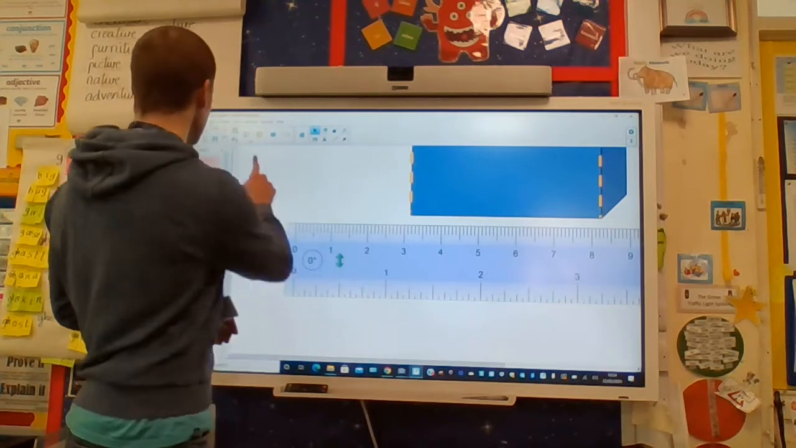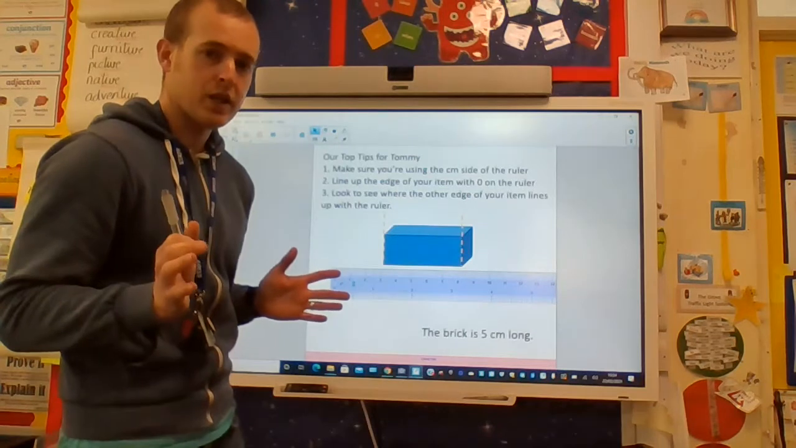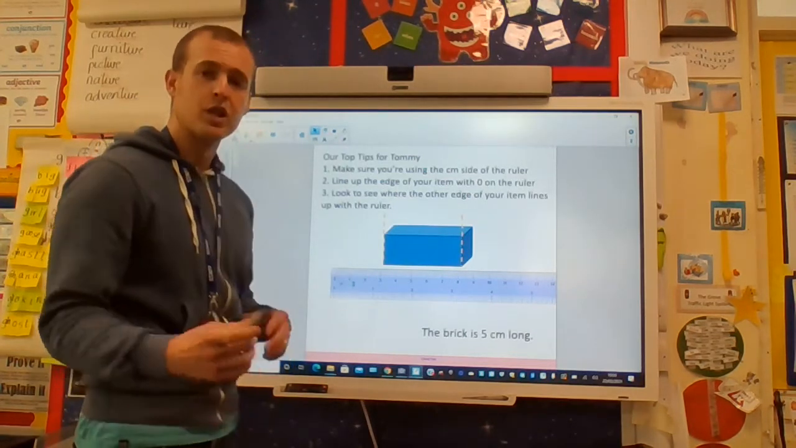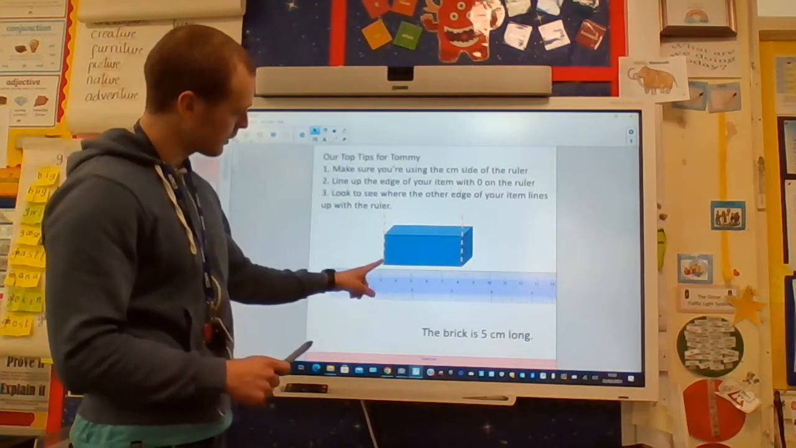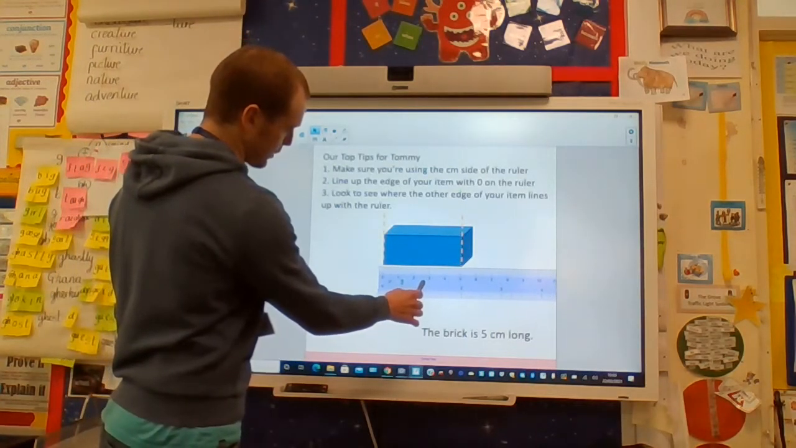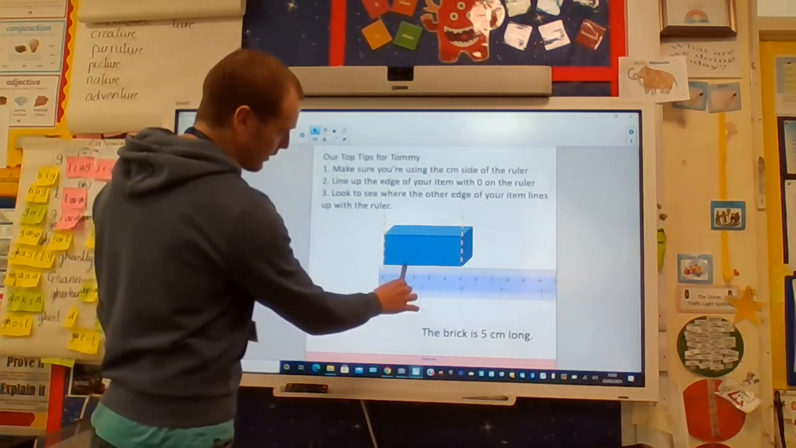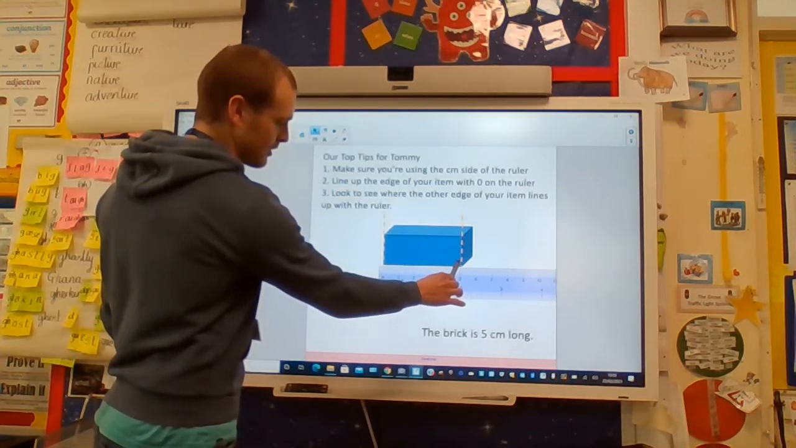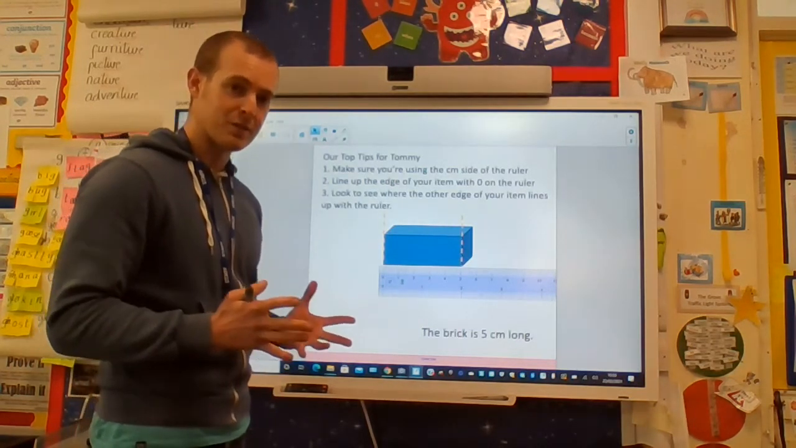So, in order for Tommy to measure the length of his brick, we need to make sure we're using the right side of the ruler. We need to make sure we're using our centimetre side. Some rulers have this written on in cm. Now, what we need to do, we need to line our start points up with 0. I'm going to stop just there. It's really good to be accurate, okay? Now then, I'm going to look along the edge of my ruler, and where it stops, that's the length. So, this brick is 5 centimetres long.